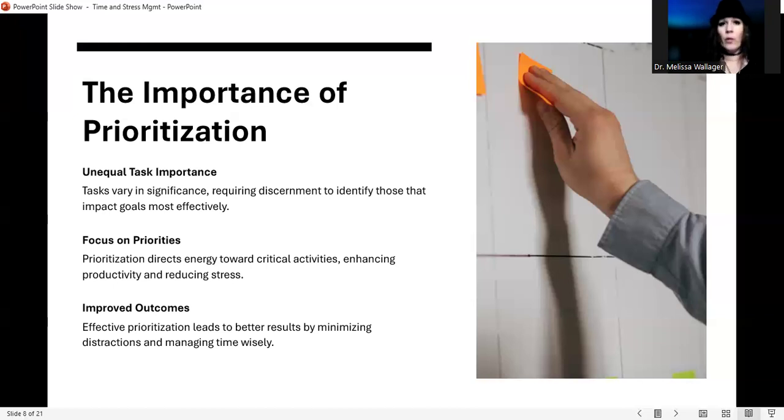Try and start simple and work your way up. Add things in as you can. And when you find yourself handling the non-negotiables without getting stressed, then the rest comes a little easier. Focus on your priorities, like I just mentioned. What's going to be critical to get done. If you start getting in these habits, it can reduce stress and increase productivity from day to day for you. Improved outcomes: effective prioritization leads to better results by minimizing distractions and managing time wisely.